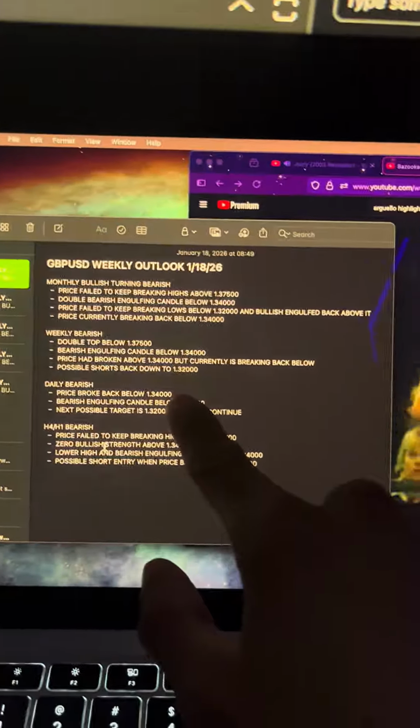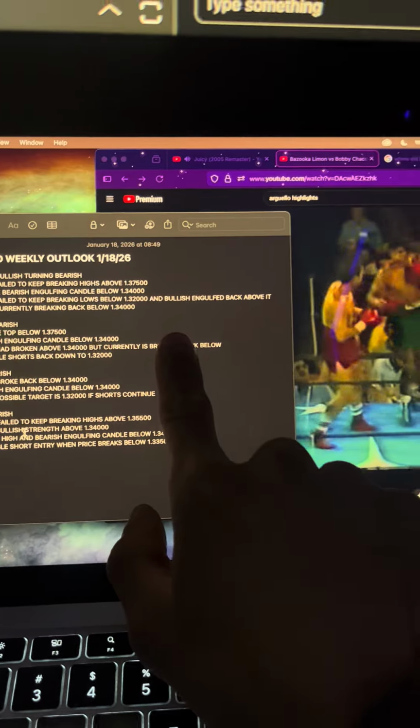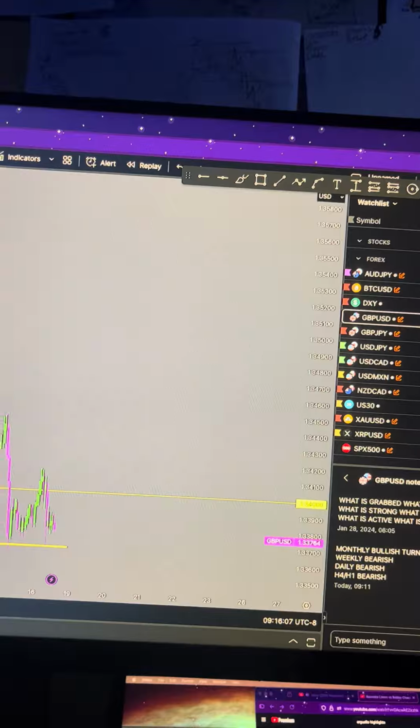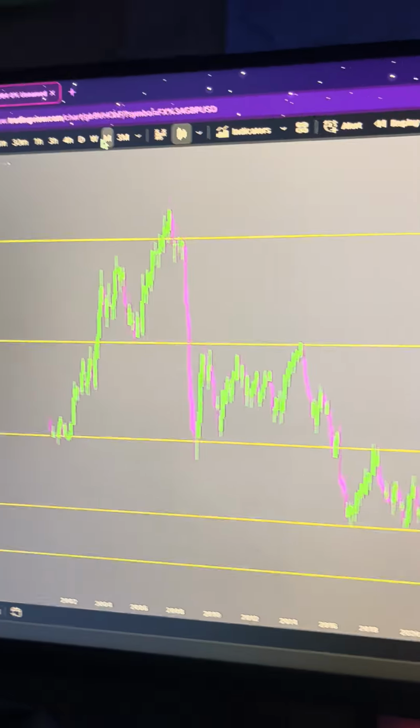Right, so now let's get into the weekly markup. GBPUSD, you can pause it and read it. Let's get into GBPUSD. Always start from the monthly.